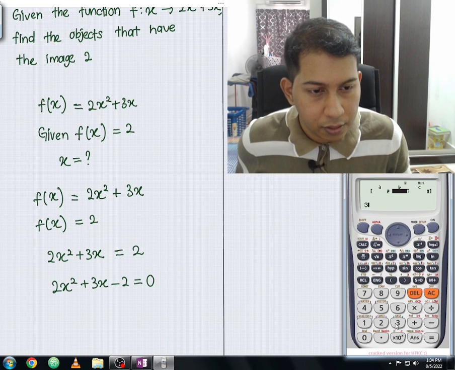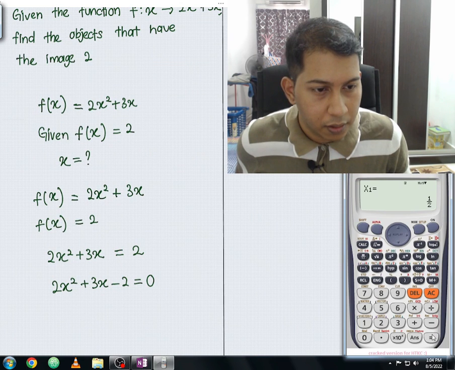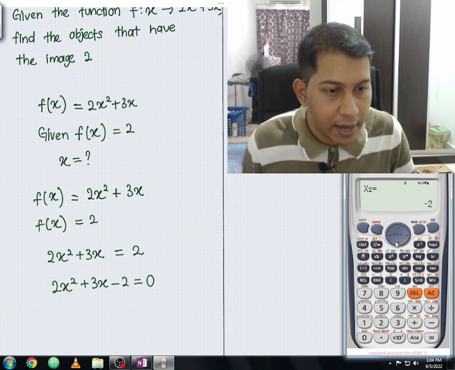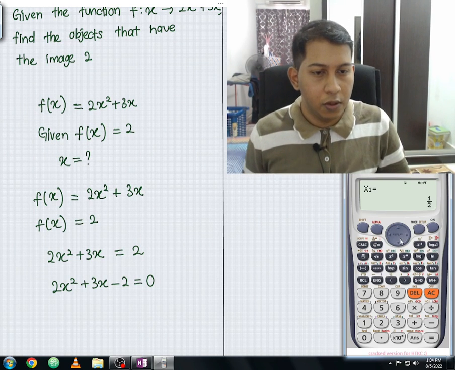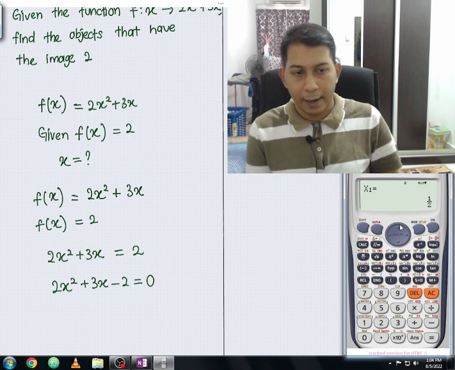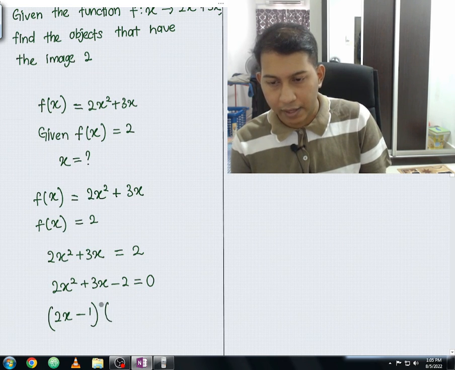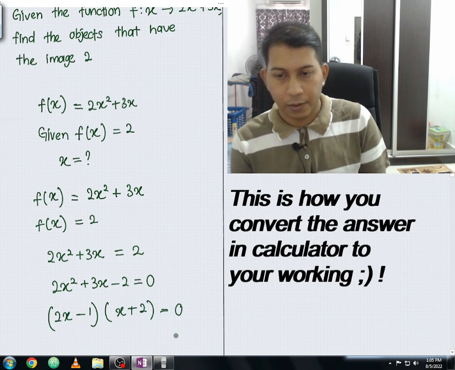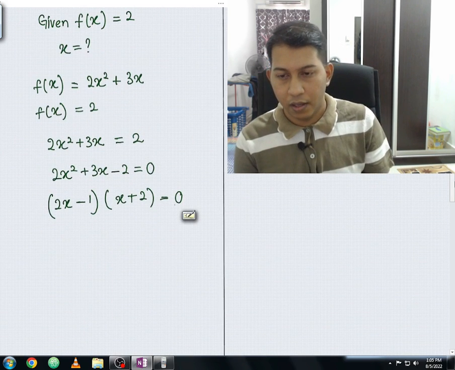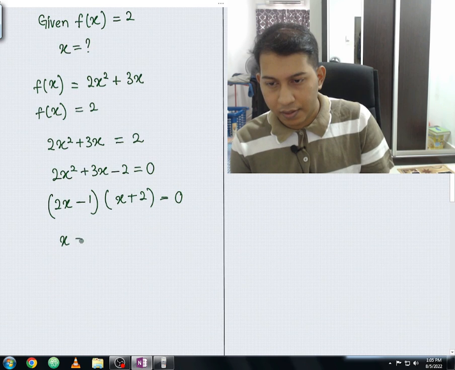Okay, your b is 3 and your c is equal to negative 2. So you calculate, and you get x1 is equal to 1 over 2 and x2 is equal to negative 2. That means 2x minus 1, and then you factor this out, you get x plus 2 is equal to 0. So from here, you get x is equal to 1 over 2 and x is equal to negative 2.